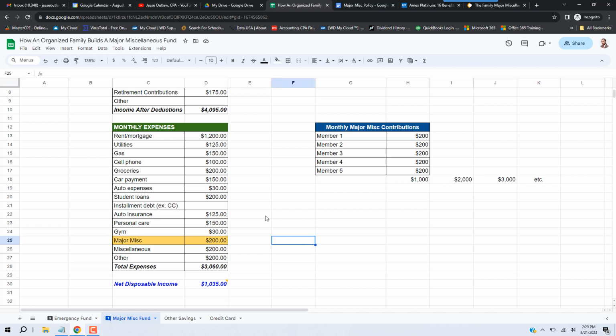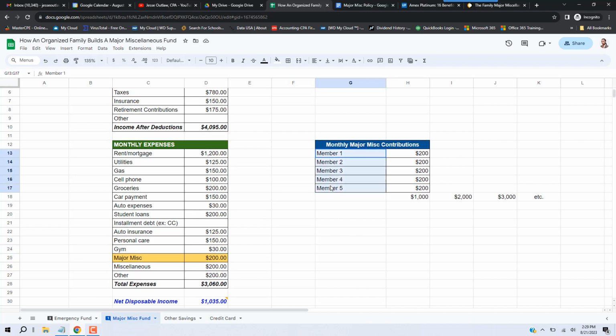Now, to put it in perspective, how this works and where that comes into play, you can imagine we have a hypothetical family of 5 members, right? So if every member is required to put in $200 a month, then at the end of that first month we would have $1,000 in that account. And then if nobody had a reason to request money from that fund, the next month the money would build up to $2,000, right? And then the next month after that to $3,000, so on and so forth.